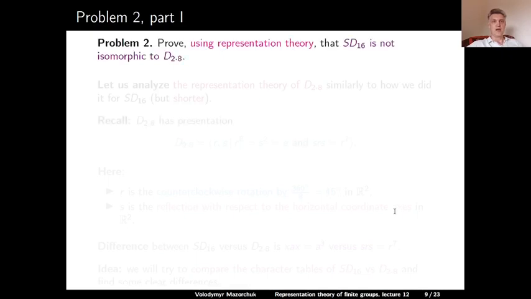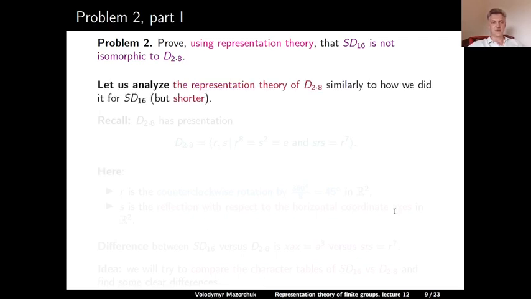Problem 2. Prove using representation theory that SD16 is not isomorphic to the dihedral group D2 times 8. So we have just analyzed the representation theory of SD16. In particular, we computed the simple modules and their characters. So we will similarly try to analyze, in a more concise version, the representation theory of D2 times 8 and show the differences, thus proving that it cannot be isomorphic to SD16.